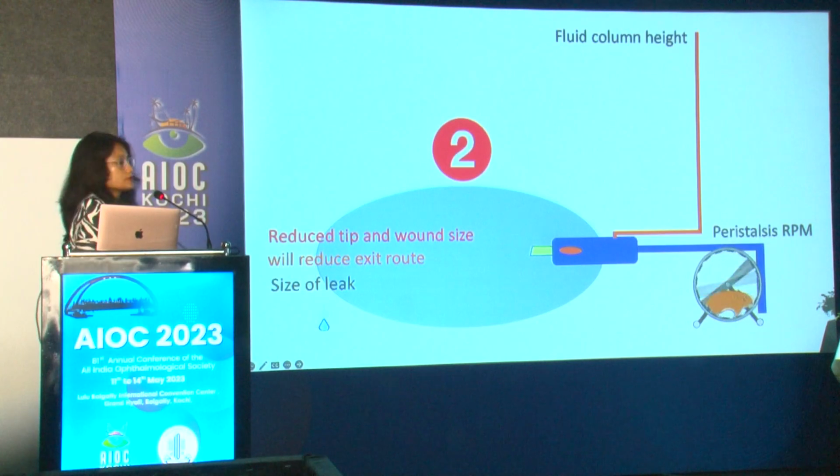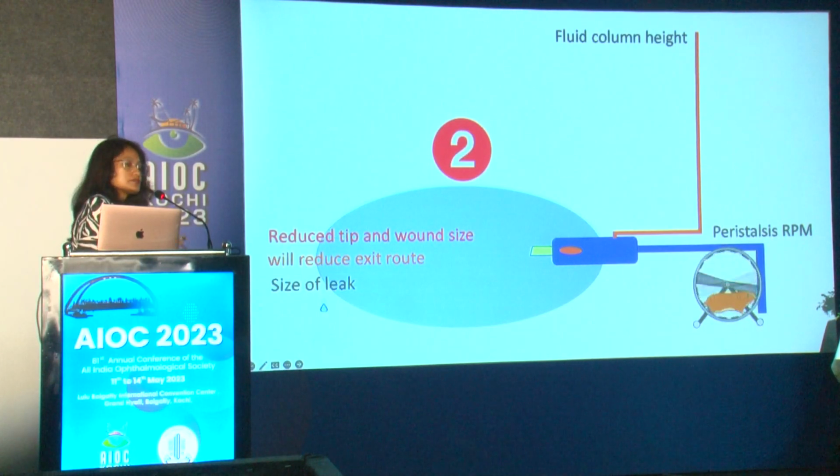Second thing, we can modify the exit route. If we can reduce the phaco tip size, we can reduce the exit, like we can reduce the aspirant. Second, if we make an incision which corresponds to the size of the phaco tip sleeve, we can reduce the leakage, because when the leakage is more, there are more chances of shallowing of the anterior chamber.